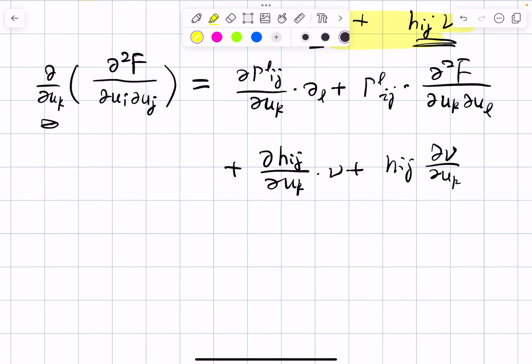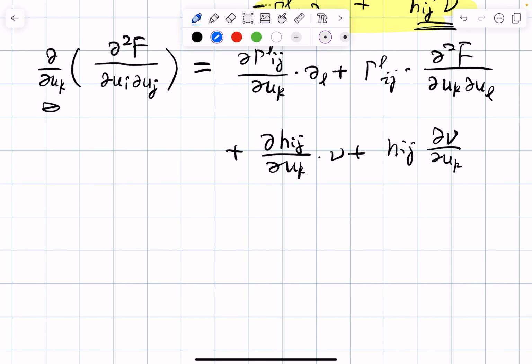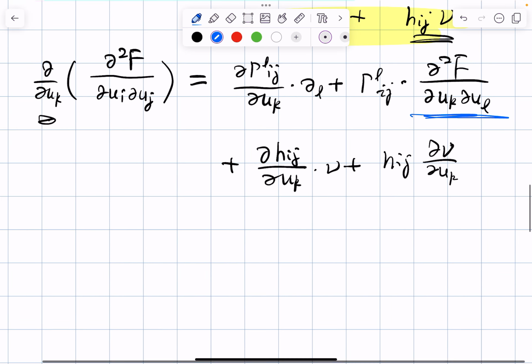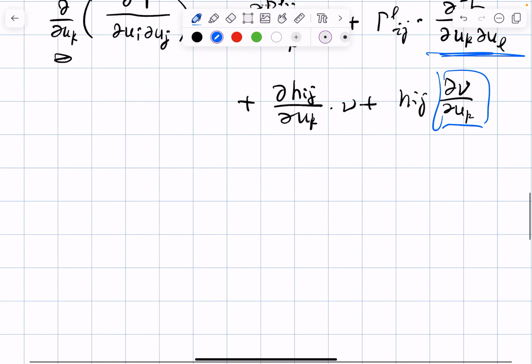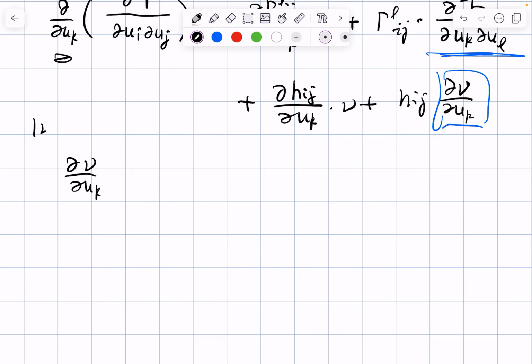So let's solve one by one. The first one is already solved. Let's do this part first. So we need to calculate partial ν, partial uk. And we know that ν is a unit vector, so it has a fixed length. And we know that the derivative of a fixed length vector, in particular a unit vector, is perpendicular to it.